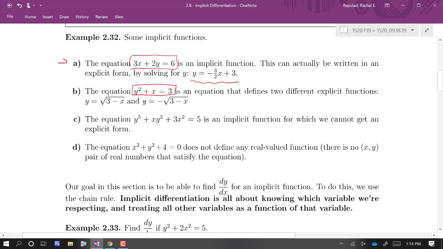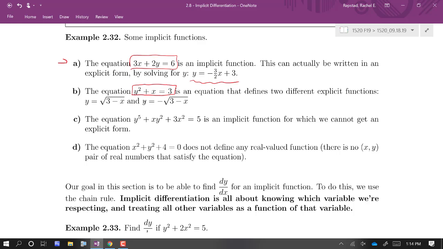Here's an implicit function in part C, and I don't think you can get an explicit form. I think that x and y are kind of inextricable from each other here. And this one doesn't define any real valued relation at all. If you subtract 4 on the other side, you get x squared plus y squared equals negative 4, and that's obviously impossible if we restrict ourselves to real numbers.